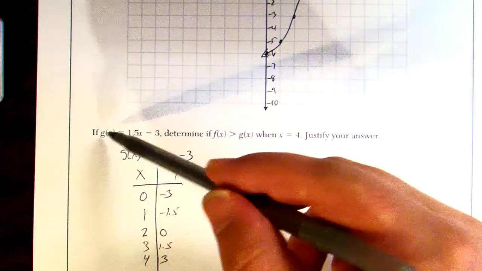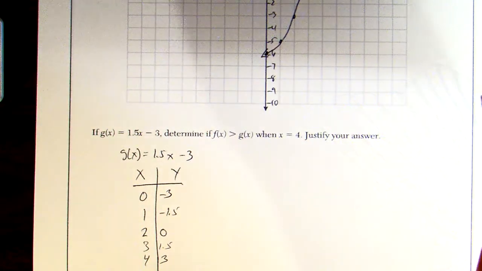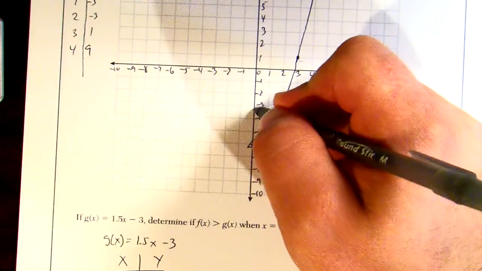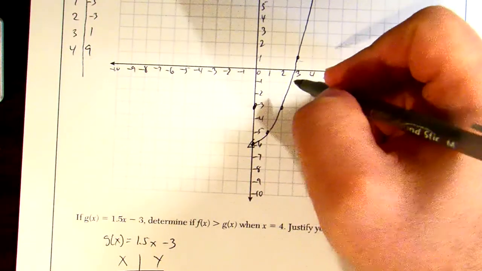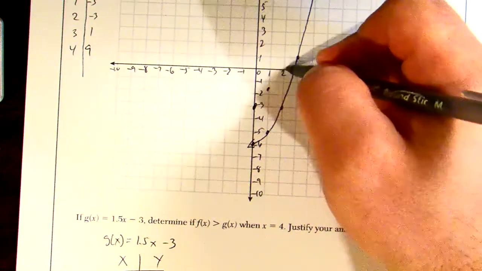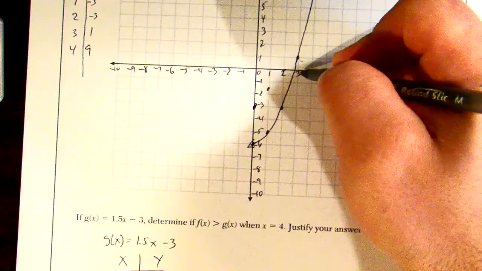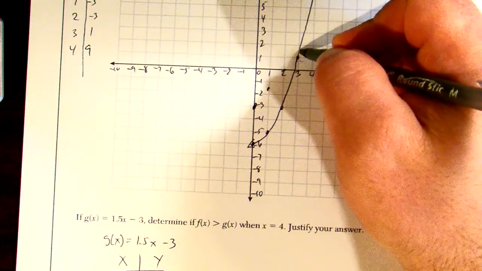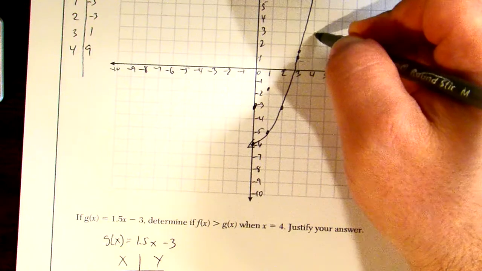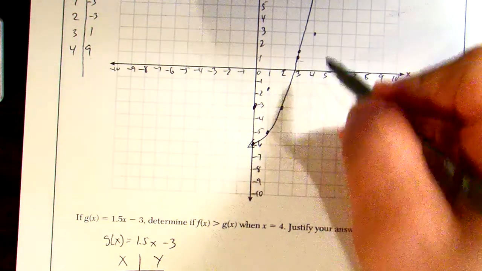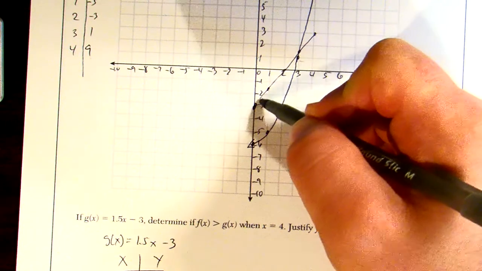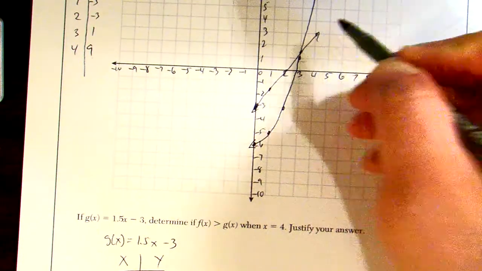Does it tell us to graph it? It doesn't, but let's just graph it anyway so I can show you what's going on. So here's 0, negative 3, 1, negative 1.5, 2, 0, 3, 1.5, and then 4, 3. You're supposed to use a ruler. I'm just going to try to freehand it the best as I can. Straight line, arrows on both ends.